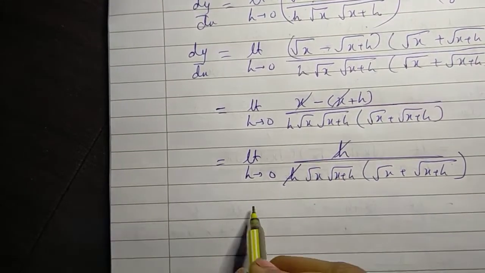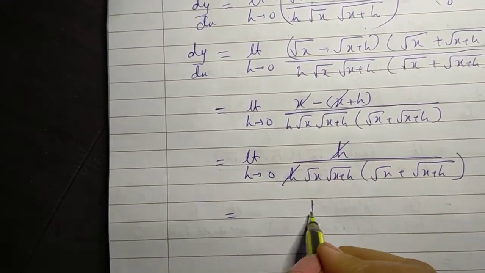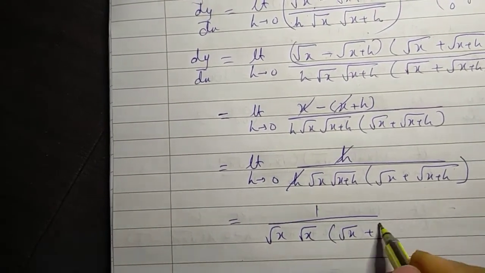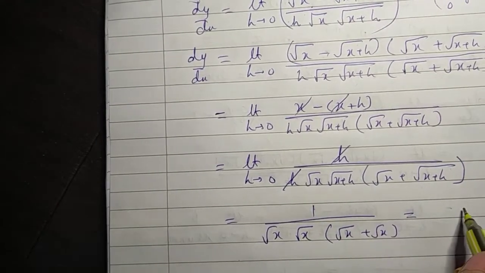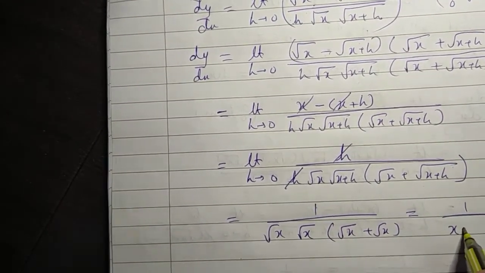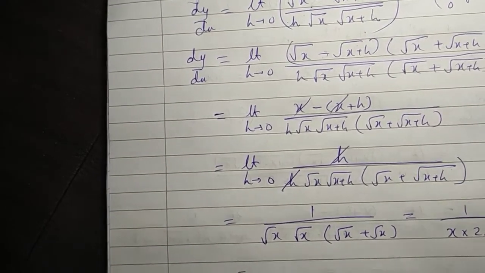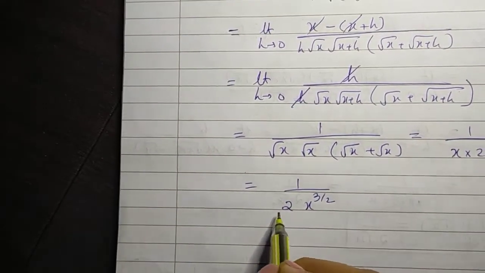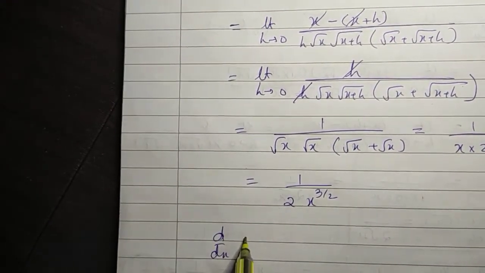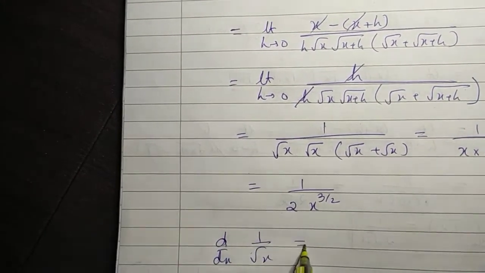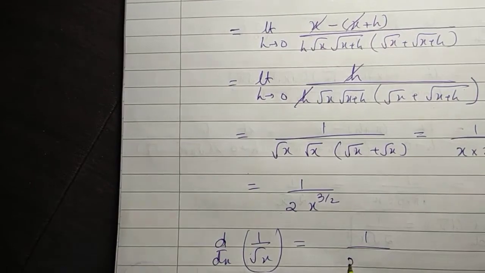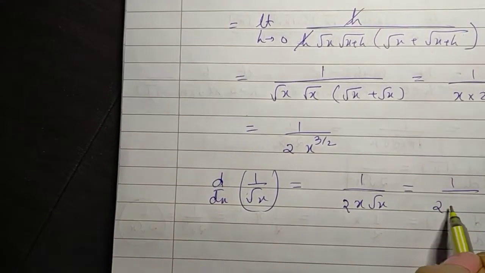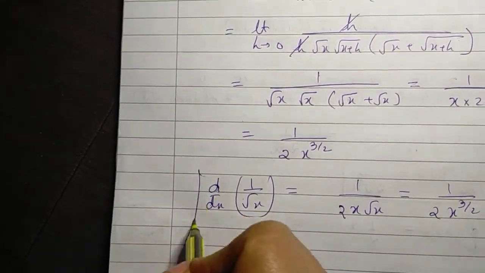Now this h and this h also get cancelled. Applying the limits, we get 1 upon root x plus 0, which is again root x. This gives us 1 upon x into 2 root x, which gives us 1 upon 2 times x raised to the power 3 by 2. That is, the derivative of 1 upon root x is equal to 1 upon 2 x root x, or you can write it as 1 upon 2x raised to the power 3 by 2.